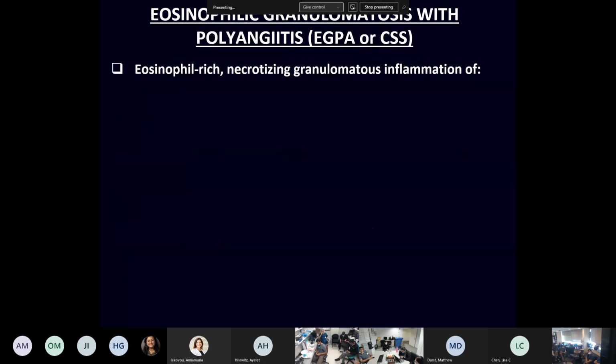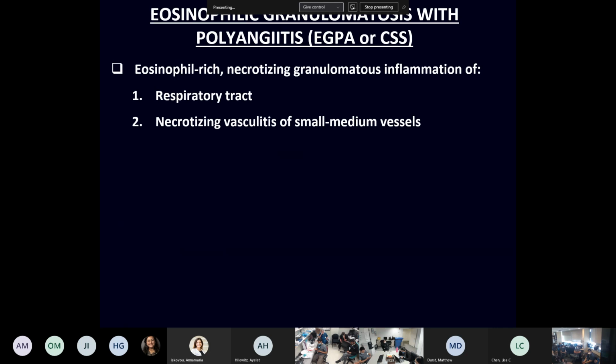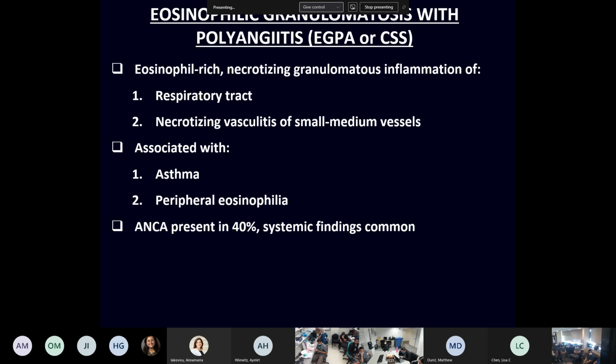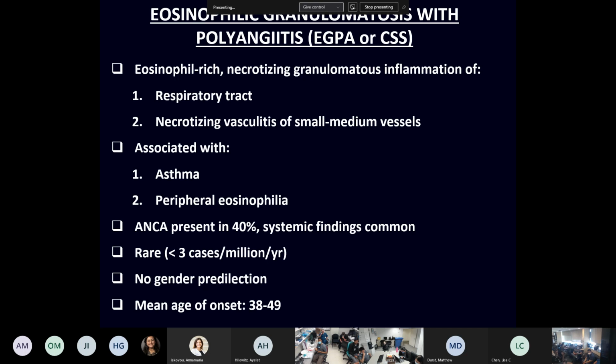So what is EGPA? It's an eosinophil-rich necrotizing granulomatous inflammation. Like I told you, it's the only type of eosinophilic pneumonia that causes necrotizing vasculitis. It can involve the respiratory tract. It can involve necrotizing vasculitis of small or medium vessels. And it's associated with asthma, which is universal. If you don't have a diagnosis of asthma, EGPA should not be suspected because almost 100% of patients will have an underlying history of asthma. And most patients or all patients should have peripheral eosinophilia. And like we said, ANCA is only present in 40 to 50%. However, systemic findings must be present to diagnose patients with EGPA. Like we said, it's very rare, less than 3 cases per million per year. No gender predilection. It usually occurs in midlife.